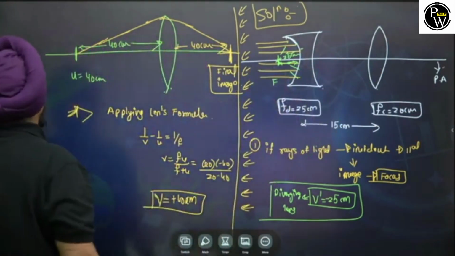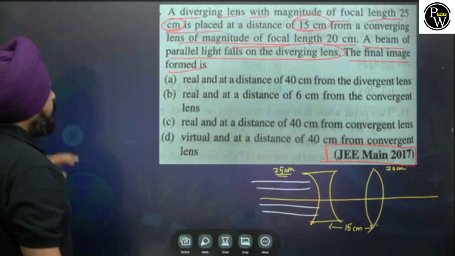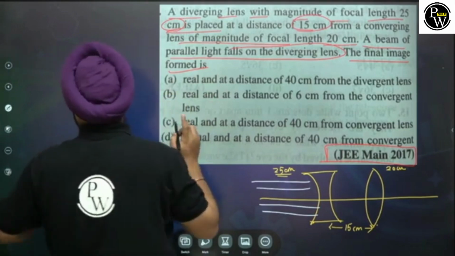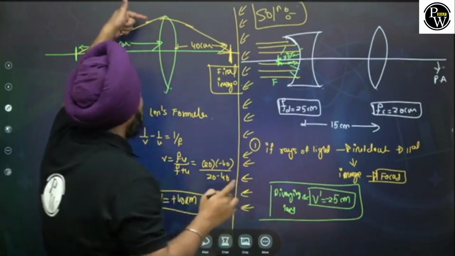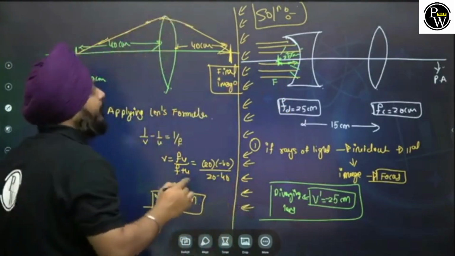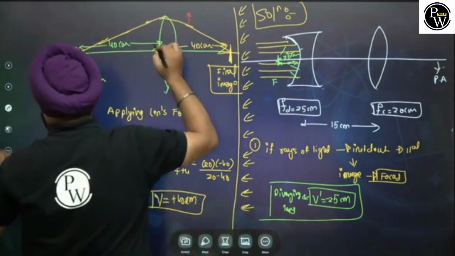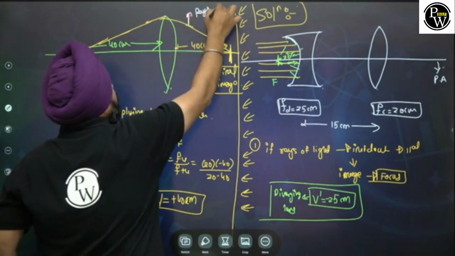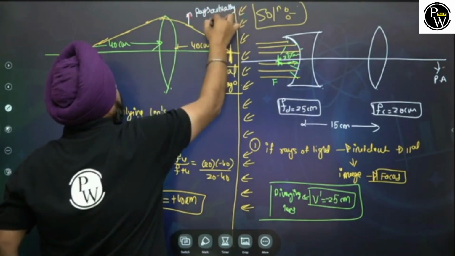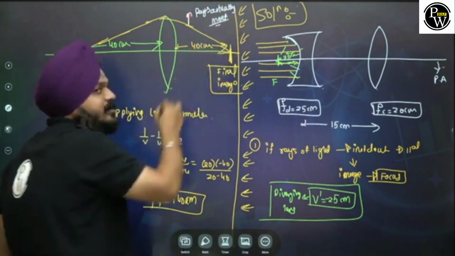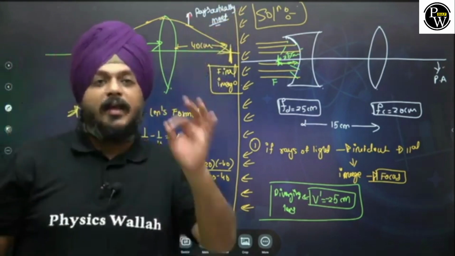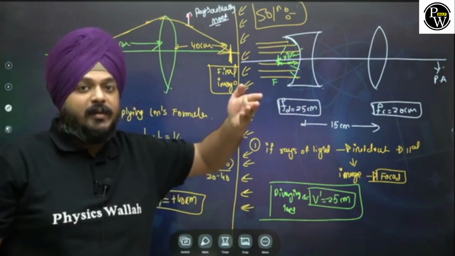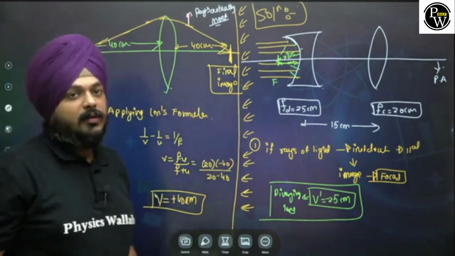So what will be the perfect answer? The perfect answer to this specific question will be the real image and the distance. Okay, now why is it real? Why is the image real? Because the rays actually meet at the point. Rays actually meet. So for that reason, the image is real. If rays only appear to meet, then the image would be virtual.